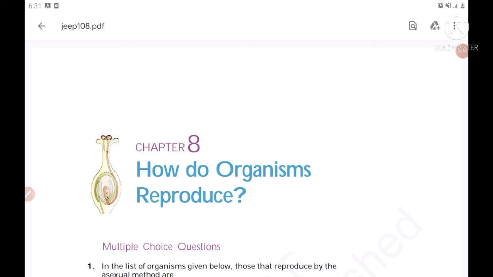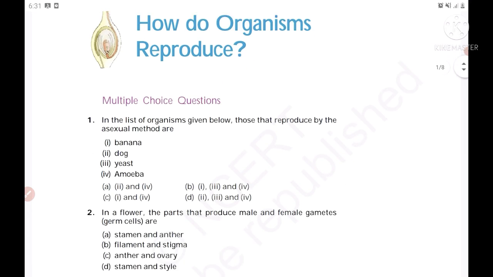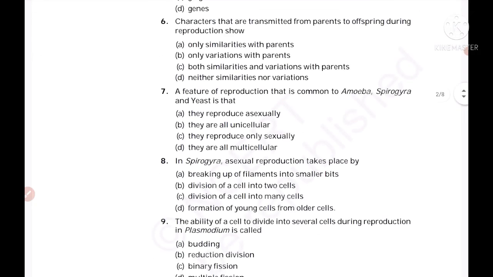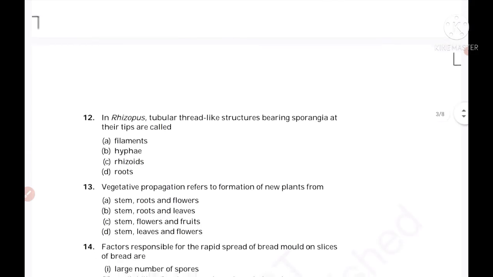This is Kavya. Today we are going to do chapter 8, how do organisms reproduce. In the previous video we did up to the 12th question. Today we will start with the 13th question. If anyone didn't see the previous video, you will get the link in the description. You can go through it.